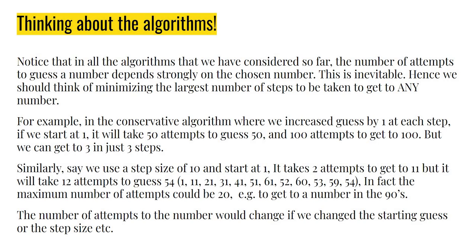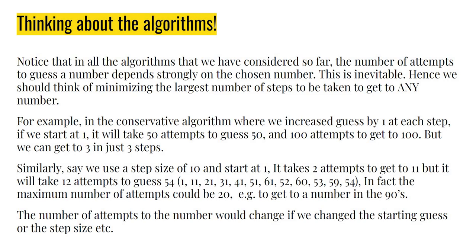Now, for example, let's take the conservative algorithm where we increase the guess by 1 at each step. If we start at 1, it will take us 50 attempts to guess 50, 100 attempts to get to 100, and so on and so forth. But the number 3, we could get in just 3 attempts. So, like I said, it depends on the number chosen. But clearly, this is extremely inefficient because to get to, say, something like 90, we need 90 attempts.